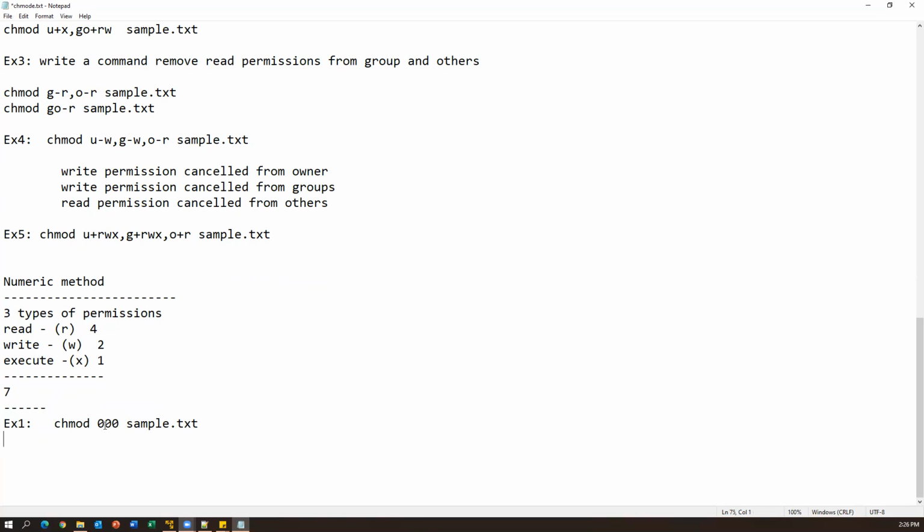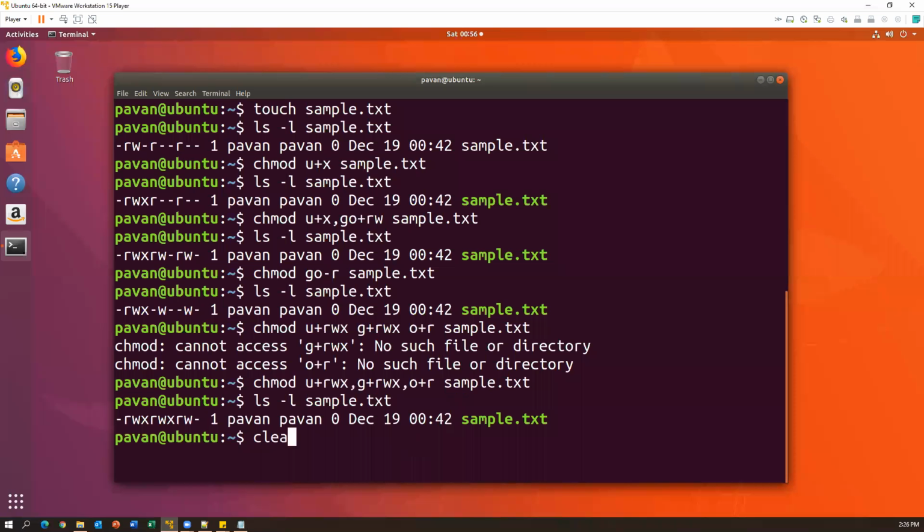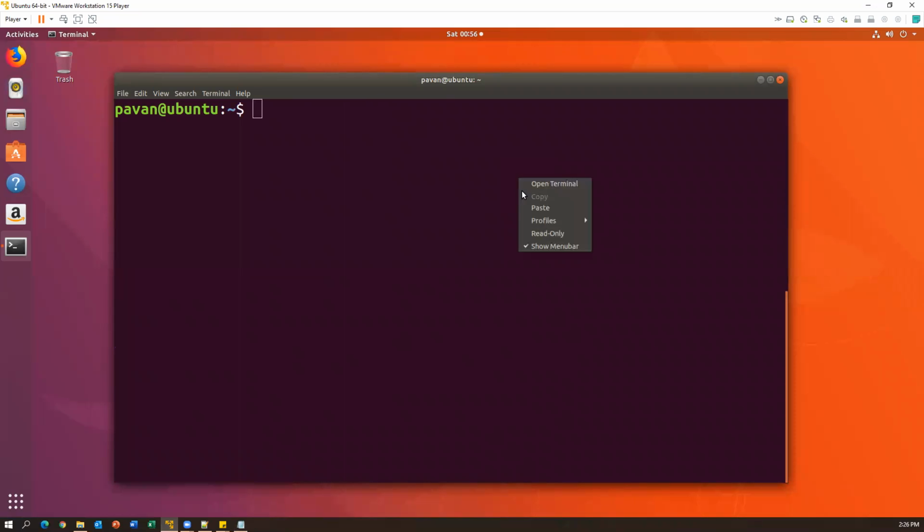And 3 zeros means what? The first number represents the owner or user. The second number represents the group. The third number represents others. So for owners, no permission. Groups also, no permission. Others also, no permission. So 0 represents nothing. When I execute this command, all privileges and permissions will be removed from the file.